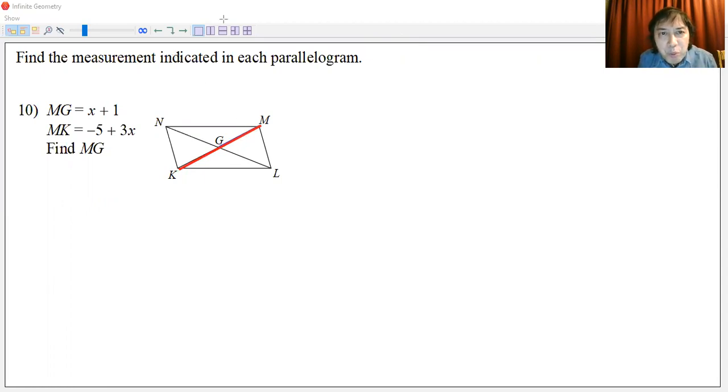Let me move the red. So what we have is the mg expression and mk. Mk is the entire diagonal. Now mg is half of that. So we can have an equation like twice mg is mk.